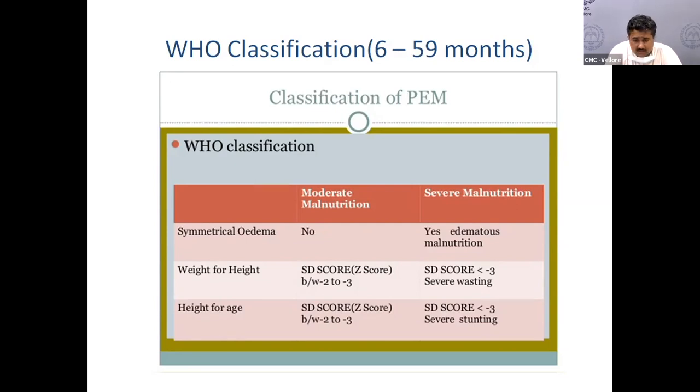height for age, all the charts, where you will know whether the child is normal, or below -2 to -3 standard deviation, or below -3 standard deviation, which says it's a very severe malnutrition. They also put forward three criteria. So they include edema, weight for height, and height for age to classify malnutrition into moderate and severe malnutrition.